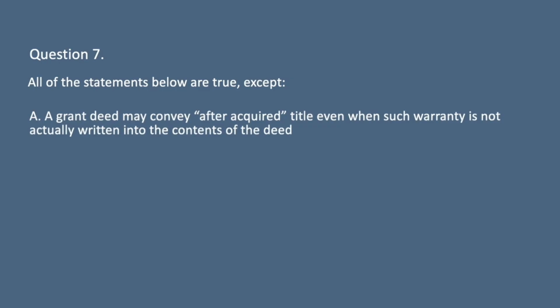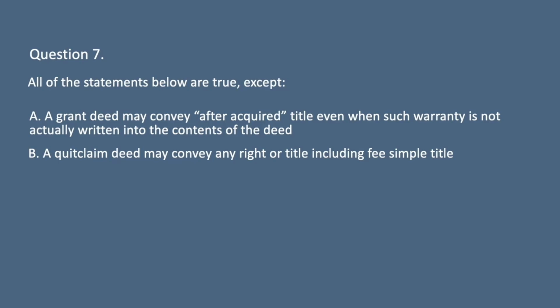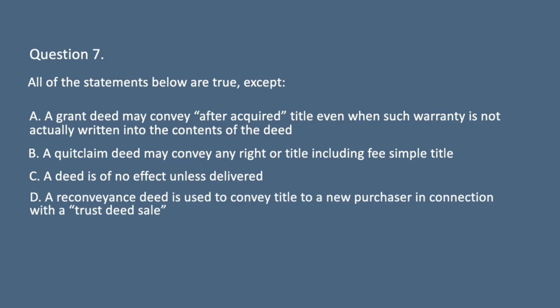Question 7. All of the statements below are true, except A. A grant deed may convey after-acquired title even when such warranty is not actually written into the contents of the deed. B. A quitclaim deed may convey any right or title including fee simple title. C. A deed is of no effect unless delivered. D. A reconveyance deed is used to convey title to a new purchaser in connection with a trust deed sale.